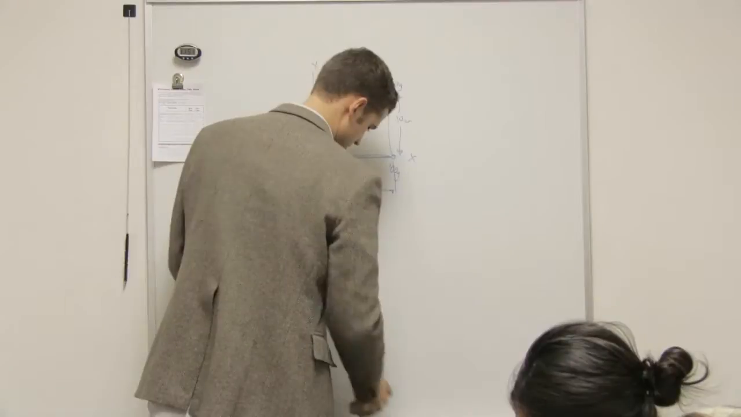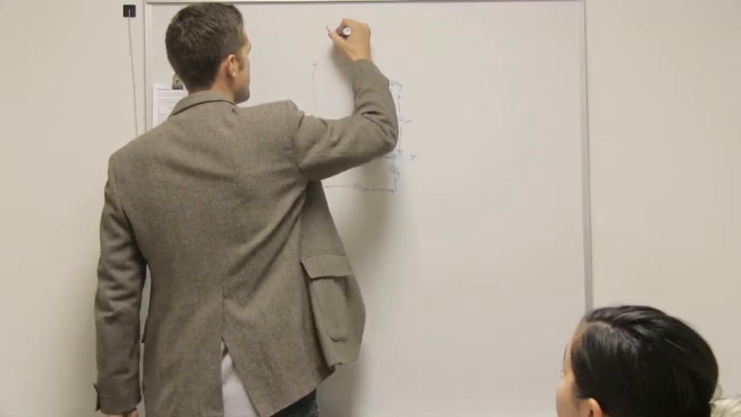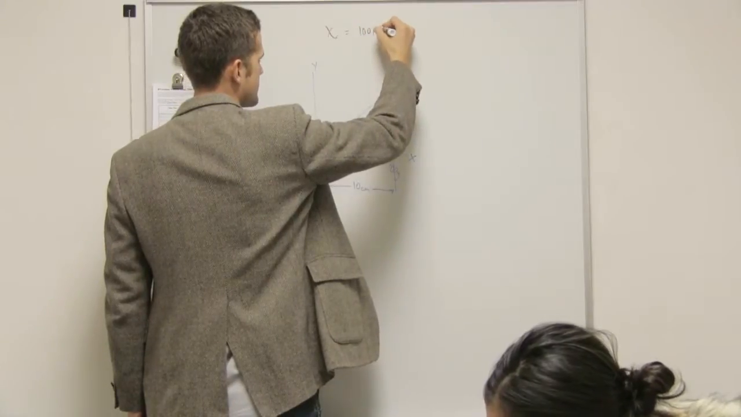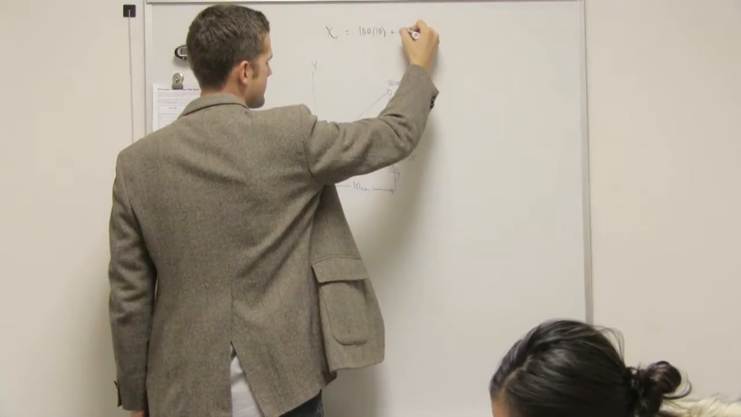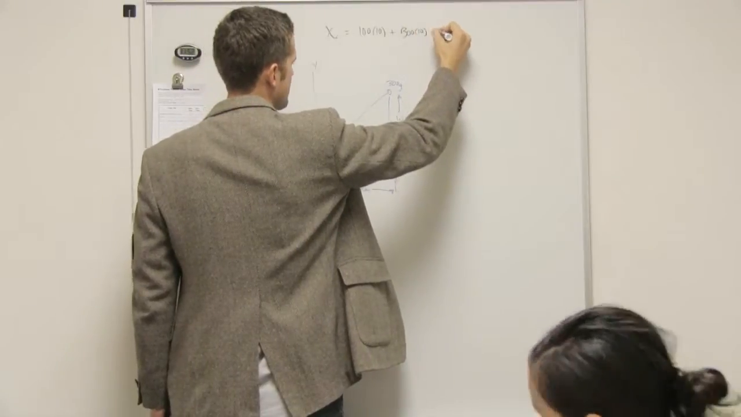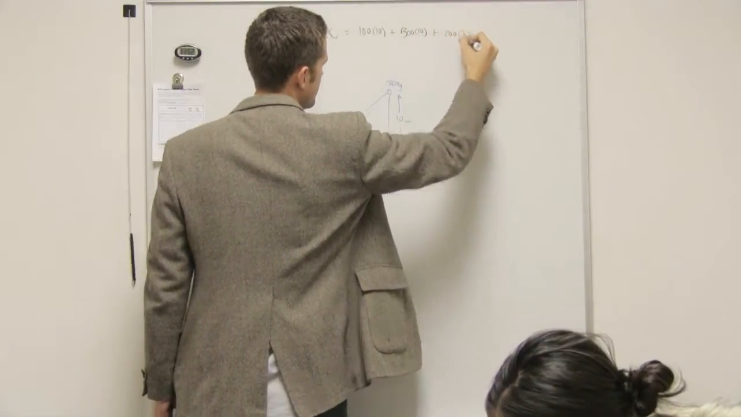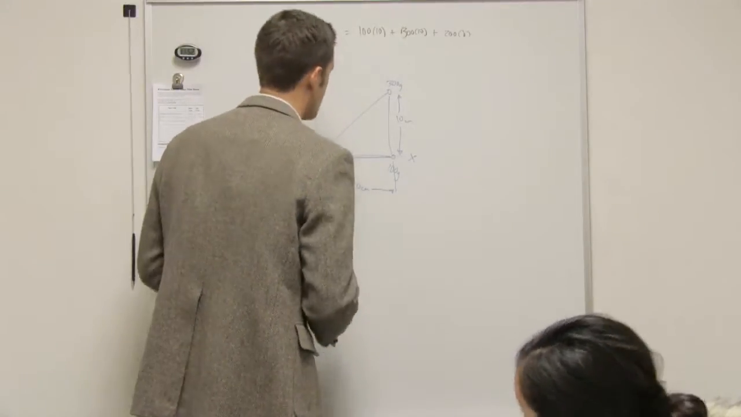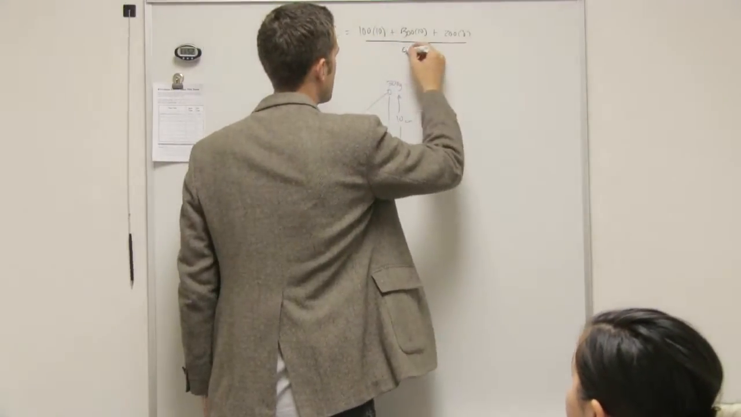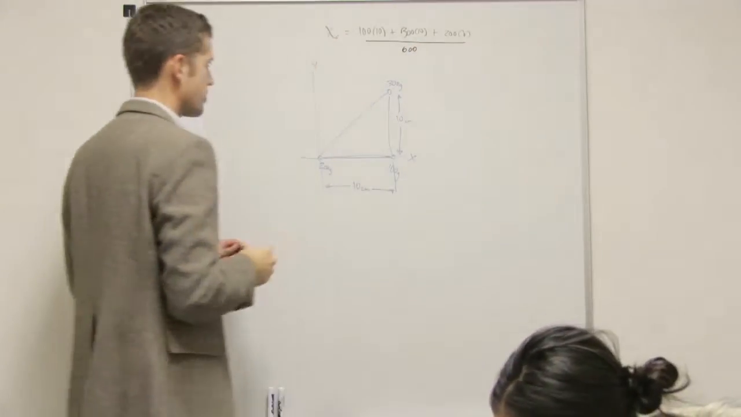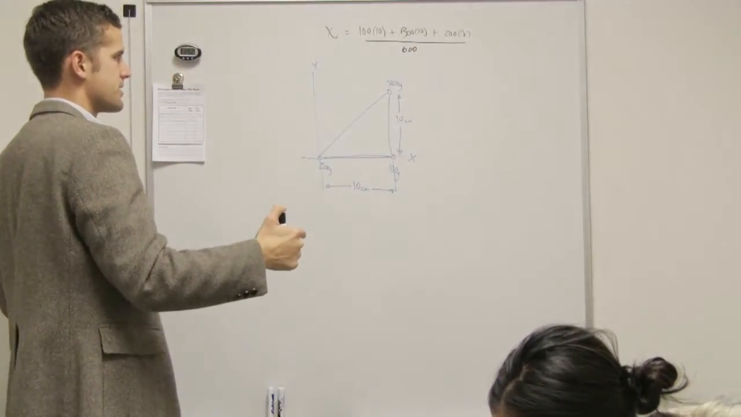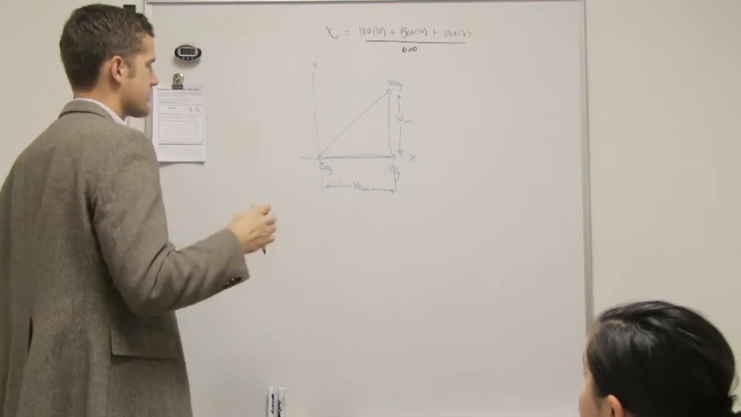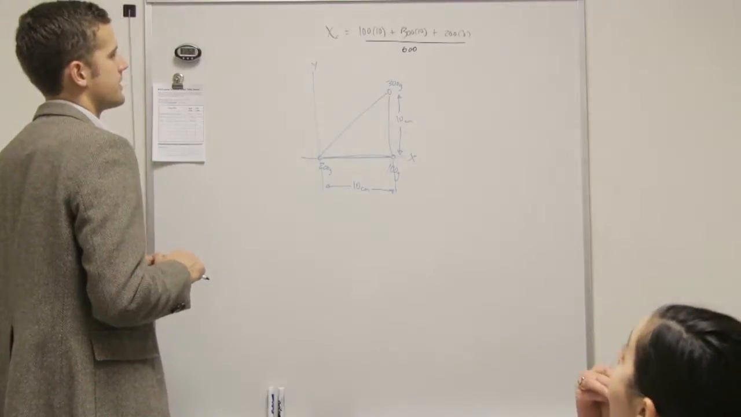X of your center of mass is going to be 100 times 10 plus 300 times 10 plus 200 times 0, all divided by 600. Okay, so that's your mass times the distance from the 0 in X for each of them, then divided by the total mass. So what is that?